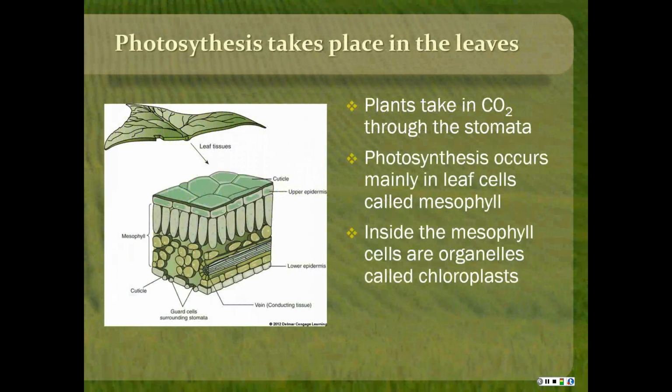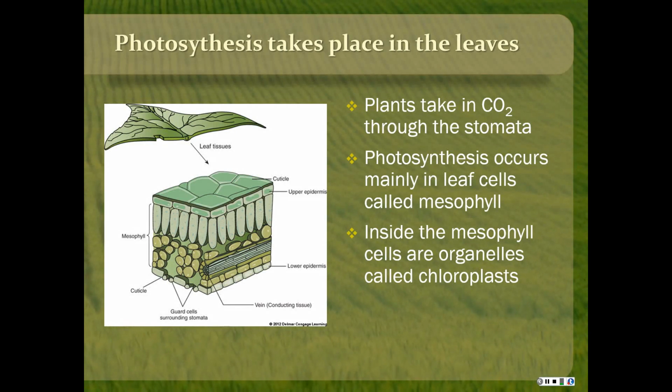And photosynthesis happens in the leaves of plants. This is a cross-section of a leaf. Plants take in CO2 through the stomata. They're just little holes on the bottom, which have guard cells on the outside that open and close them. And photosynthesis happens mainly in the leaf cells called mesophyll. They're the cells right under the top layer that are oriented in an up and down way. And mesophyll just means middle leaf.